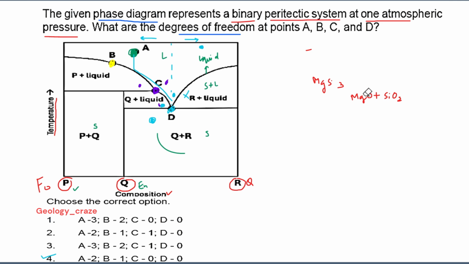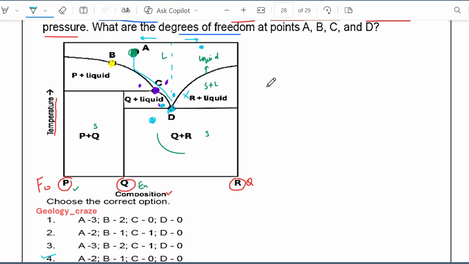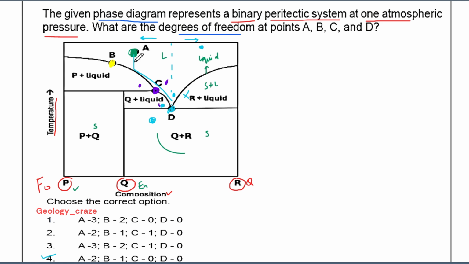So if you have any query now, you can ask me in the comment box. Now the next part is at A. Our magma starts cooling, we reach this point, and we get P plus liquid. From liquid we will get P plus liquid.